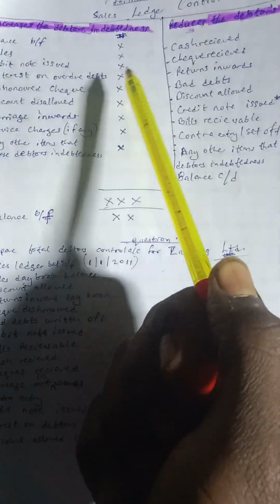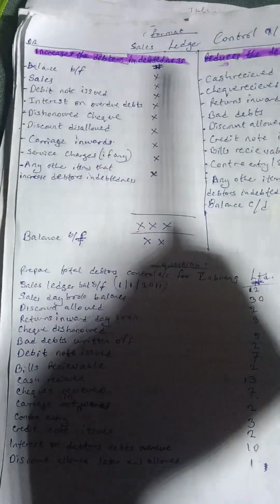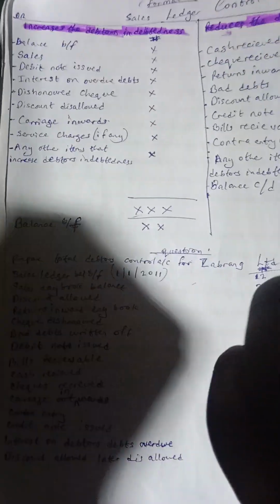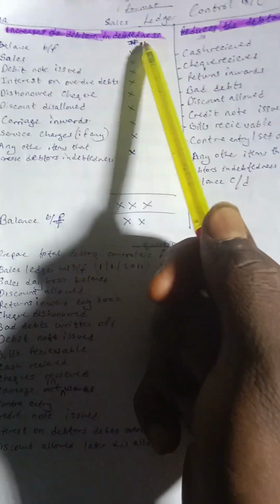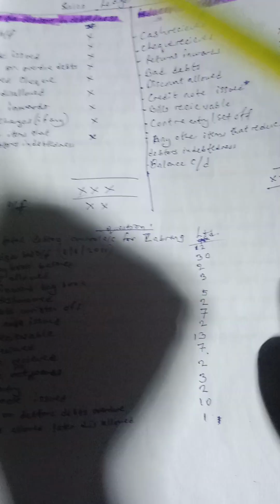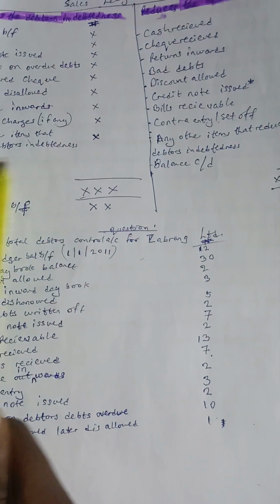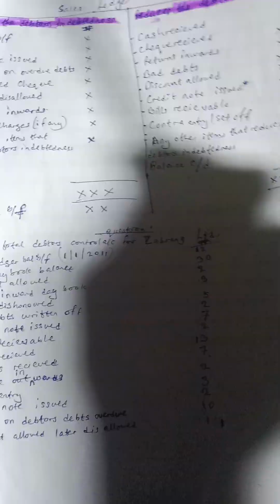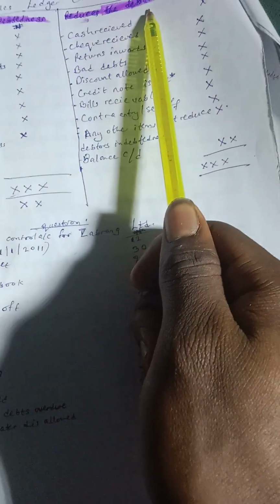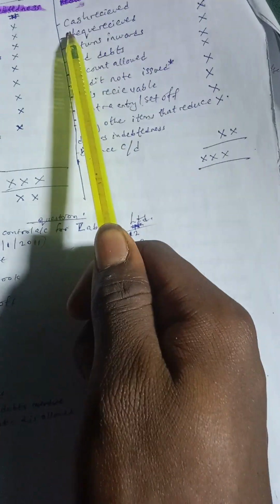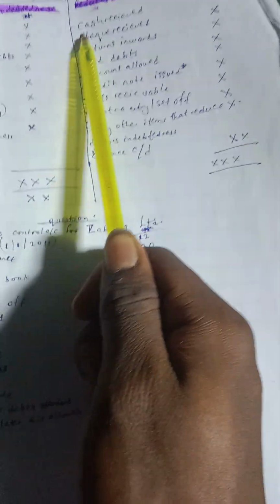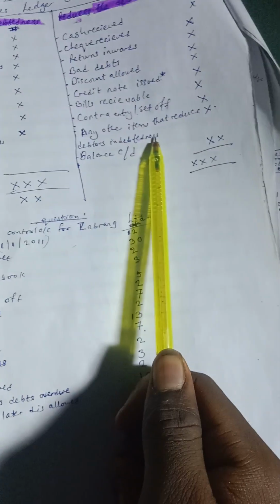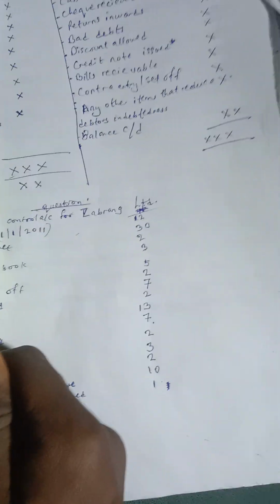Carriage inwards: if you pay for the goods to be transported from you to him, he is supposed to pay that, and it increases his indebtedness. And then any other service charges, and any other items that increase debtor indebtedness. So we move on to the credit side, and anything on the credit side reduces the debtor's indebtedness. Cash received reduces the indebtedness because he was owing you before. Anything on this side makes him reduce what he's owing you. Anything on the other side increases what he's owing you.